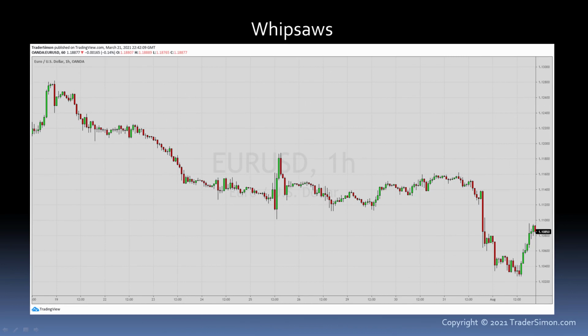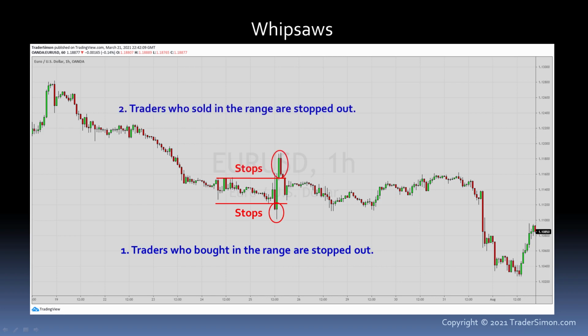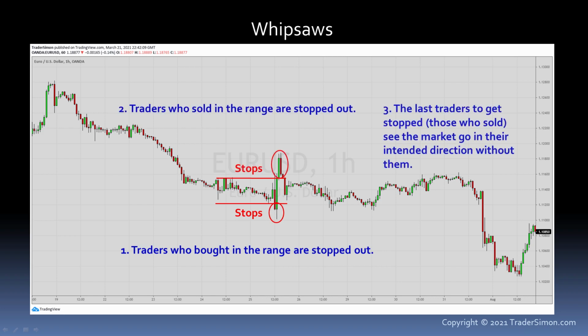Now, as we saw in the previous video, this is another common trick the market really likes to play. It builds a range and accumulates traders' stop losses either side, and then it whipsaws both sides of the range and takes those stops. So in this example on the 1-hour Euro, traders who bought inside the range are stopped out, and then traders who sold the range are stopped out too. And generally, the last traders to get stopped out, those who sold in this case, see the market go in their intended direction without them.